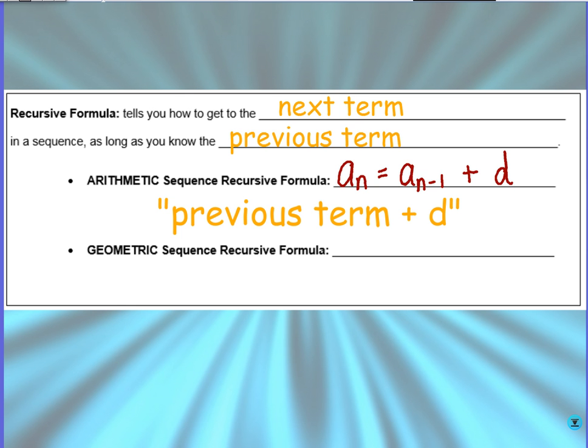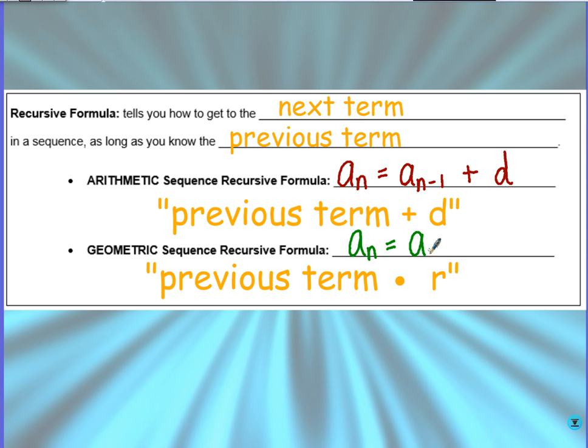So the geometric sequence recursive formula will be very similar. It's going to be the previous term times r, the common ratio. So the formula that you need to know is going to look like this. To get to any term in this type of sequence, we are going to take the previous term. Remember, we write that as a sub n minus 1. And this time, if we know the previous term, we are just going to multiply it by r, the common ratio, to get to the next term.